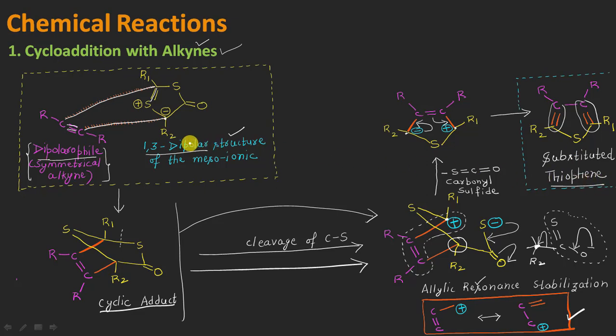So the reaction of the 1,3-dithiolium 4-olate, I mean our mesoionic, with a symmetrical type of alkyne molecule results in the formation of a substituted type of thiophene, provided that a resonance stabilization is present here in this way. Otherwise, the reaction will be going to stop here at this stage.